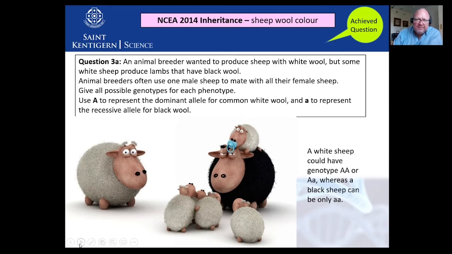I think we covered that really well. Okay, so here we go. Here's some sheep. Sheep wool color, and this is for achieved. An animal breeder wanted to produce sheep with white wool, but some white wool sheep produced lambs that had black wool. Oh no, baa baa black sheep. Animal breeders often use one male sheep to mate with all their female sheep. Give all the possible genotypes for each phenotype. Use an A to represent the dominant allele for white wool and a little a the recessive allele for black wool. So that's easy. For achieved, it is basically homozygous dominant or heterozygous for a white sheep, and homozygous recessive for a black sheep.